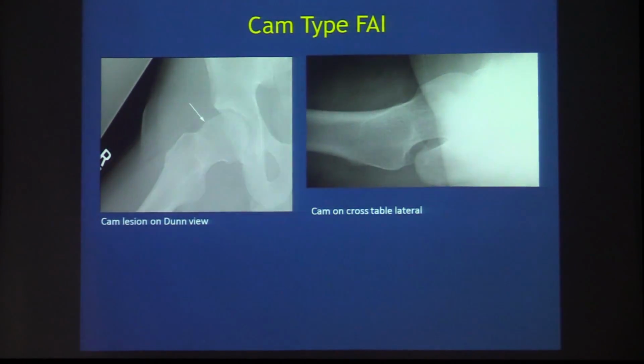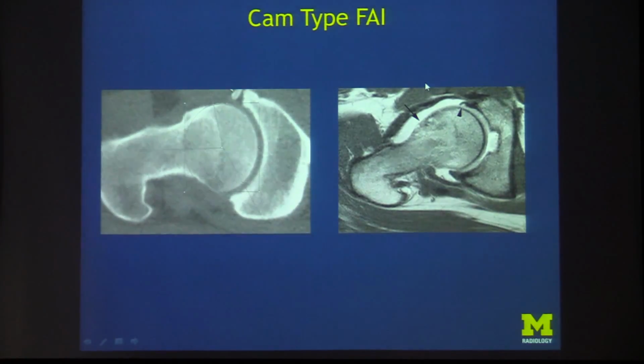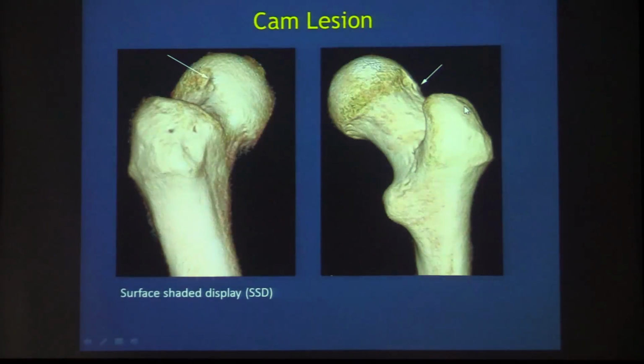Now we can see this osseous bump on imaging, on radiographs. You can see the osseous bump here and here on this Dunn view and this cross-table lateral view. We can see that on CTs and MRs as well. Here's this osseous bump on the CT, on an MR arthrogram, and you can also see the accompanying labral tear. And we see this very, very well on the 3D shaded displays, and here you can see a very prominent osseous bump anteriorly, while posteriorly, and I'm sorry, the mouse here is a little slow, posteriorly you see the nice spherical appearance of the femoral head.